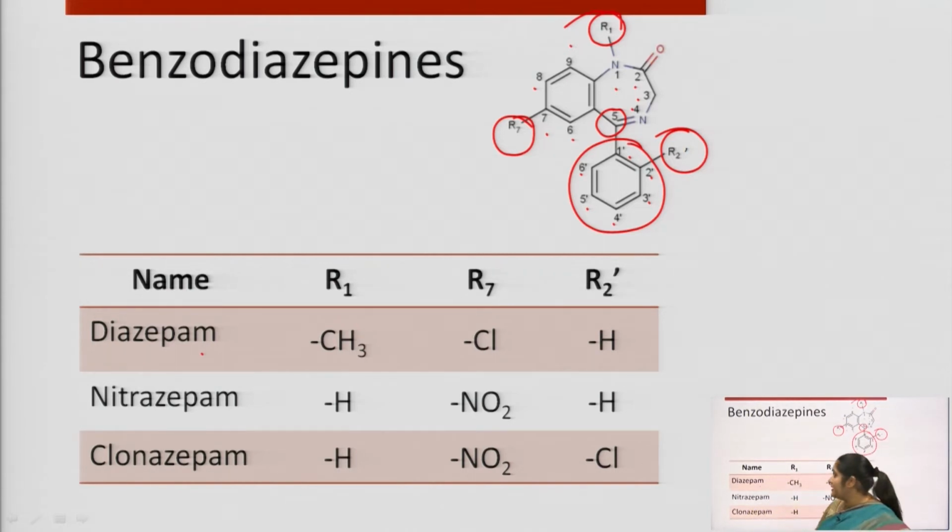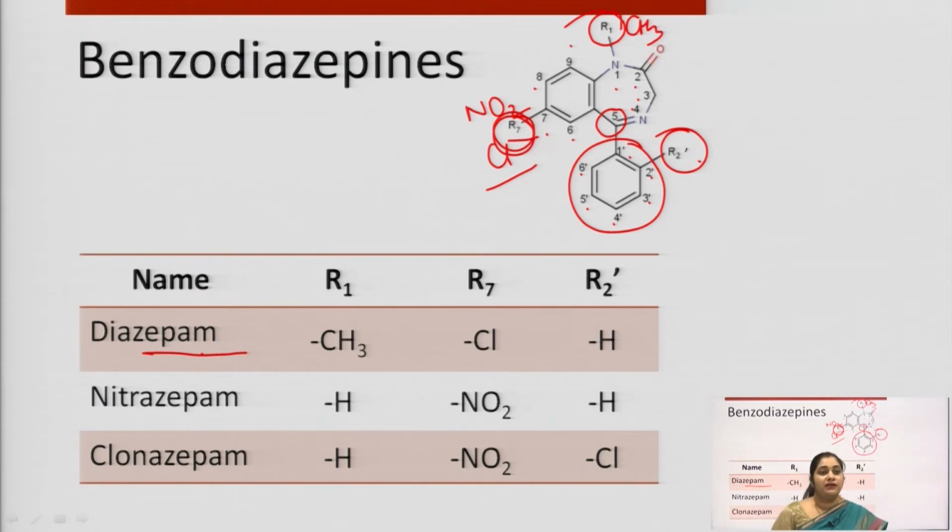So in case of diazepam, what we did, we have substituted this nitrogen with a methyl, and this R7 with the chlorine, and this R2 dash, that is this benzene ring, remains unsubstituted. In case of nitrazepam, we have not substituted the nitrogen, we have not substituted the benzene ring. The only change is at the fused benzene, at position number R7 we have a nitro group.